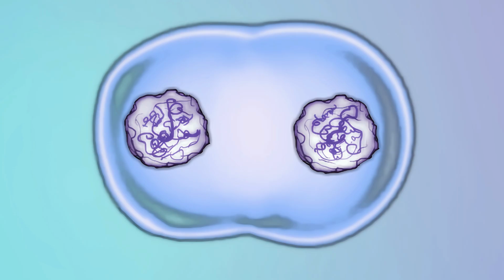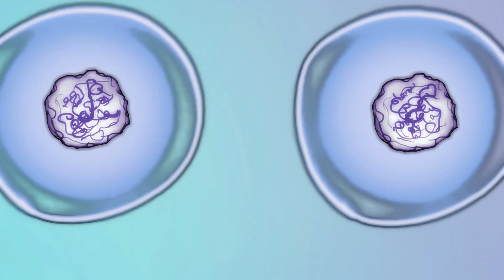Except this time we now have 2 identical cells. Finally, a process known as cytokinesis is used to fully separate the cells from each other.